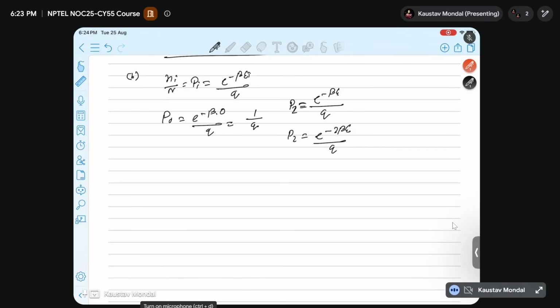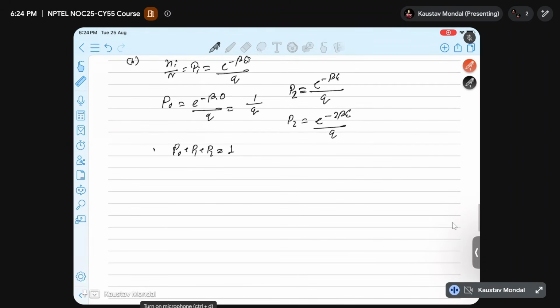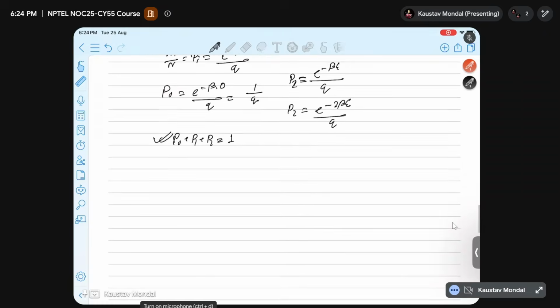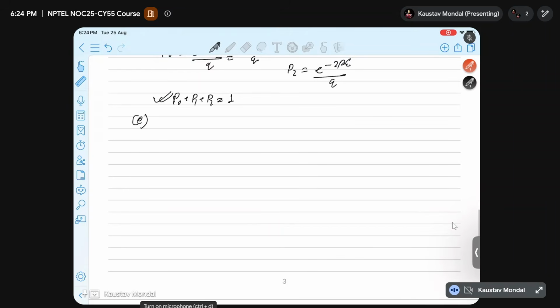As you can see, the probability of each of the states is proportional to the exponential of the corresponding energy. Also you can check that P0 plus P1 plus P2 gives you 1. In that case, all the probabilities are correctly normalized.